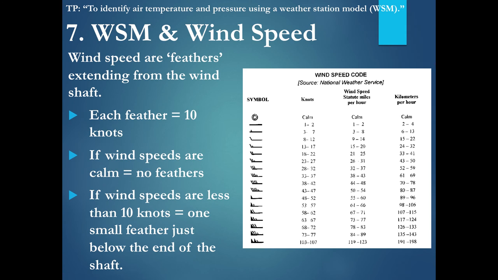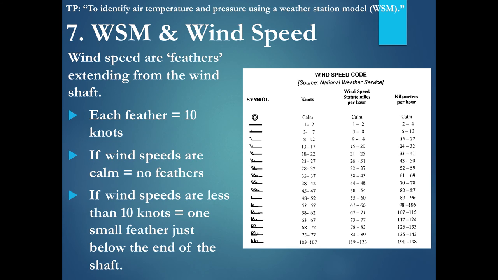7. All right, this is also something that you already have from your notes in the lab. Wind speed is feathers extending from the wind shaft. Each feather is 10 knots. If wind speeds are calm, you have no feathers. If wind speeds are less than 10 knots, one small feather just below the end of the shaft. So from 3 to 7 knots, anything below 10, you would always have a small feather just near the end of the shaft. Otherwise, everything else is to the end of the shaft, and then add whatever other feathers we need.